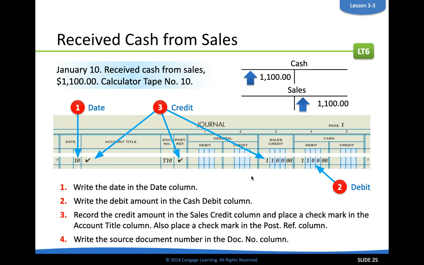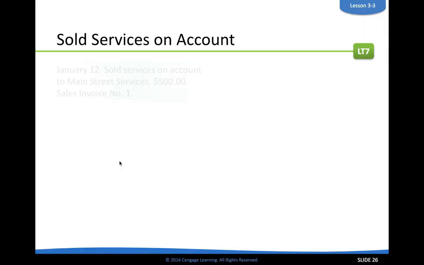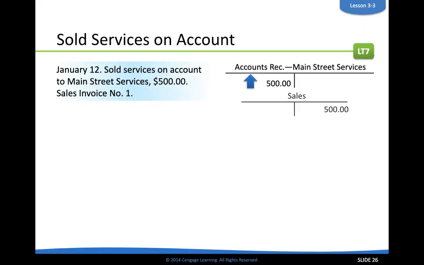And we're good there. So cash from sales, anytime you're seeing that, just know that's where you're going to see a check mark there. And I'll show you on MindTap where that goes. Sold services on account, next transaction. When you sell services on account, you're not receiving cash for that sale, remember.